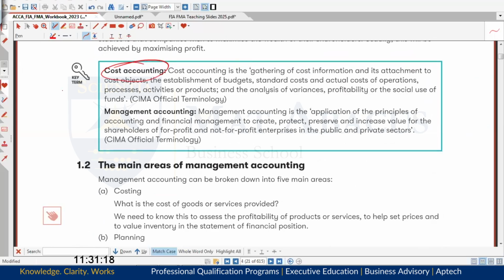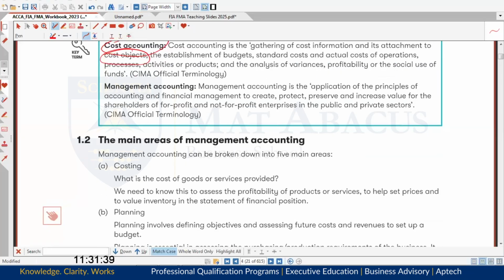cost information and its attachment to cost objects. Cost objects are items where a cost can be attached. For example, this is a cost object, because we can attach a cost: the establishment of budget, standard cost, and actual costs of operations.